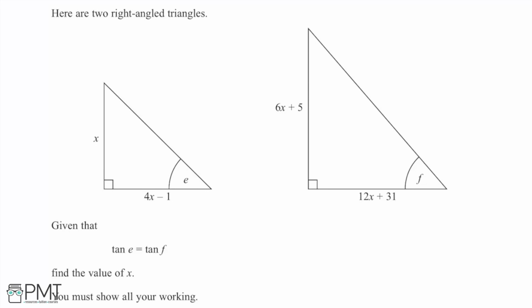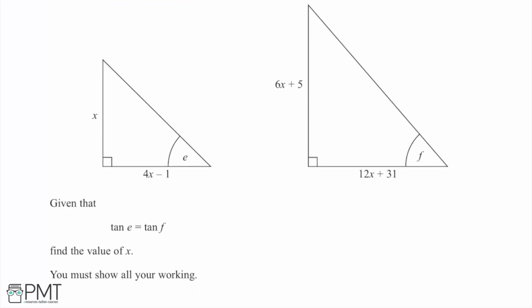So in this question, we're told that we have 2 right-angled triangles, which we can see drawn below. And we're told that given that tan of E is equal to tan of F, we're asked to find the value of X. And we're also told that we must show all of our working along the way.